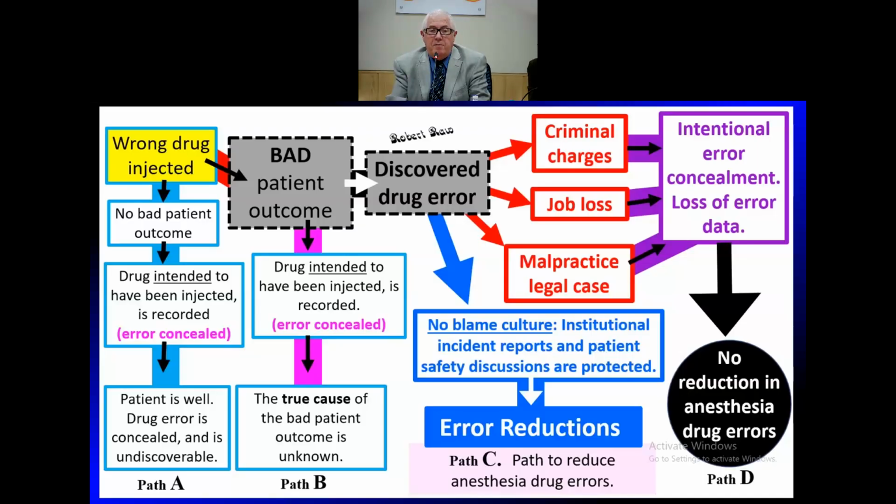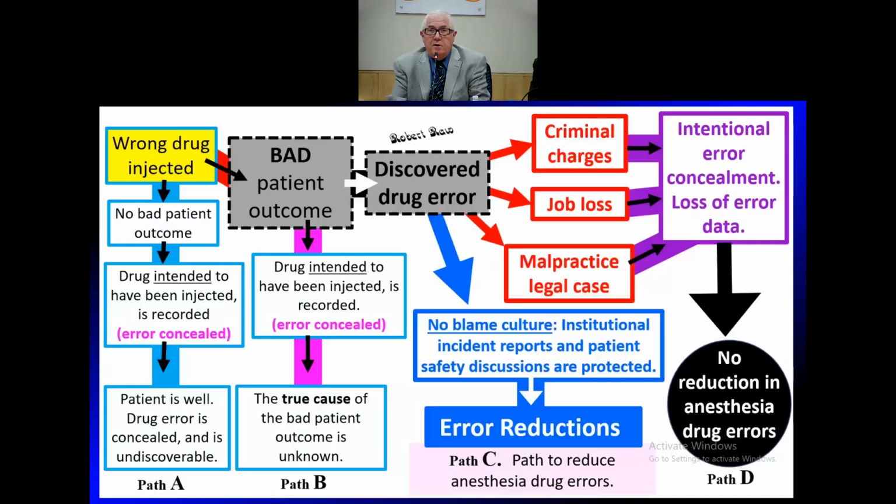If you take the next path coming down, there is a bad patient outcome, an adverse event following the wrong drug injection. If we follow down the pink path to path B, the drug that was intended to be injected is recorded. So the error is accidentally and unintentionally concealed. I suspect that happens more than we can measure. So the true cause of a bad patient outcome is unknown, and no one will blame the anesthesiologist.